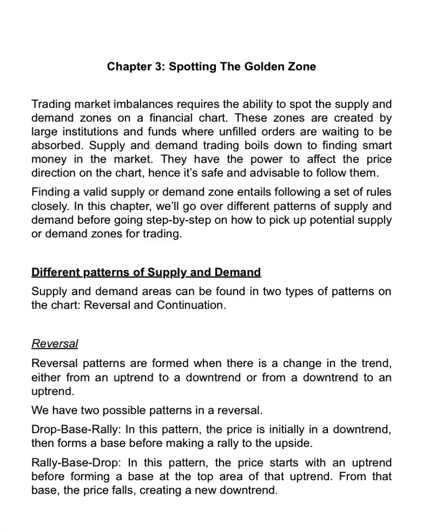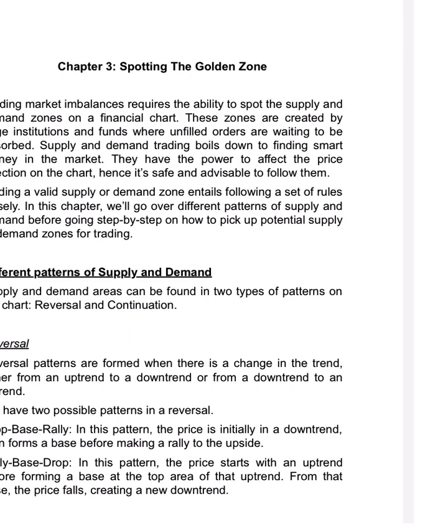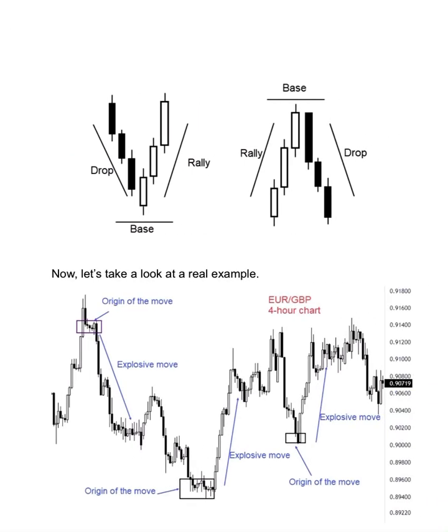So the drop-based rally, from here we could see the market dropped, the market formed a base, the market rallied, which forms a demand. So whenever in future the market returns to that zone, you could see that the market will bounce back. That's the same way on the right. We have a rally, a base, and a drop. So now let's look at a real example.